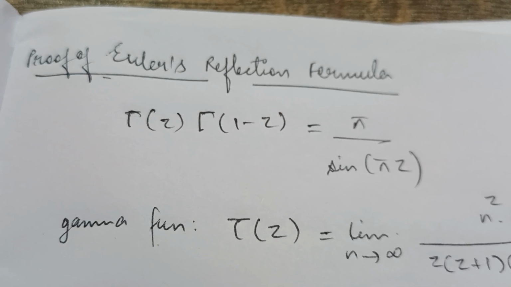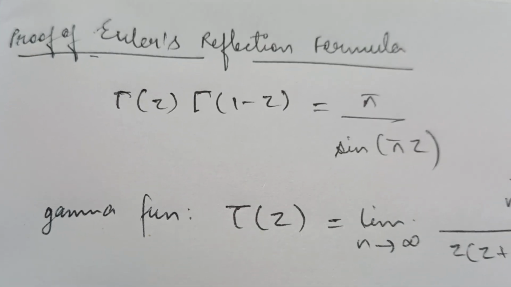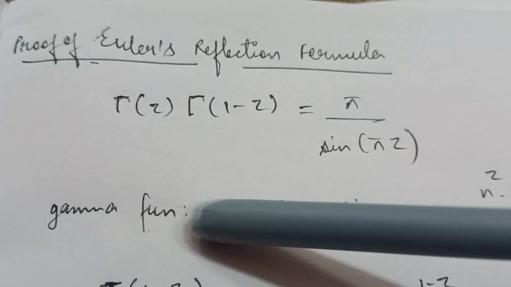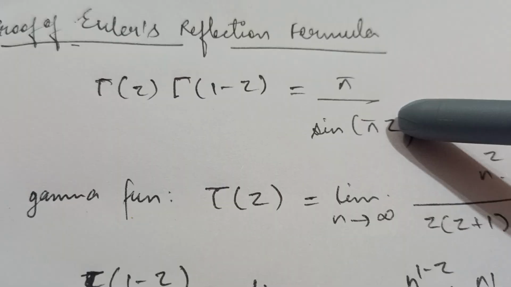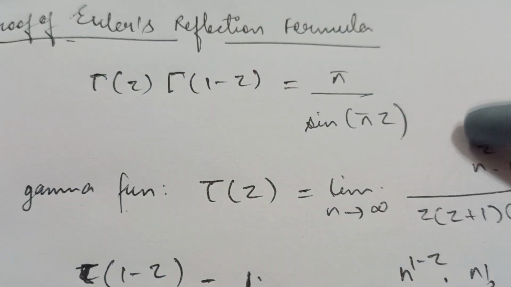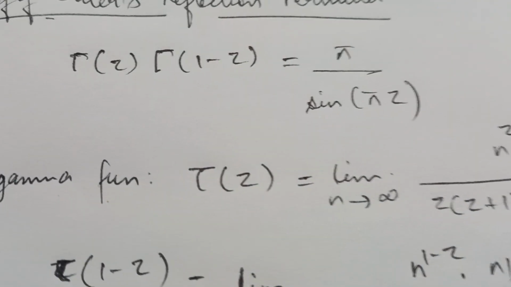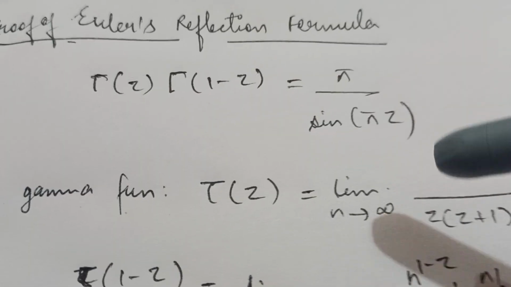Hello folks, so in this video I'm gonna prove the Euler's reflection formula. The formula is like this: gamma z into gamma 1 minus z is equal to pi upon sine pi z. So this is the formula that I'm gonna prove. Of course, this is a very useful formula in simplification, in integration, and also in complex numbers, mostly in integration.